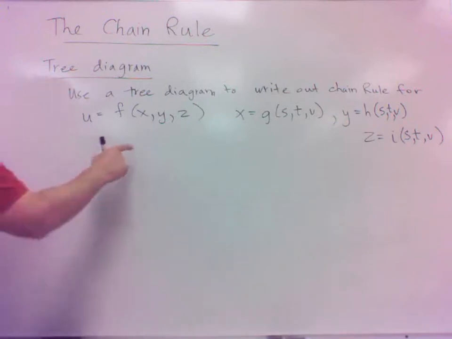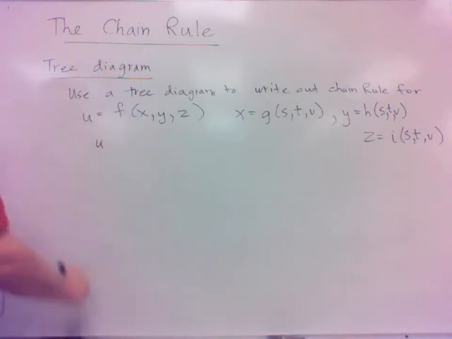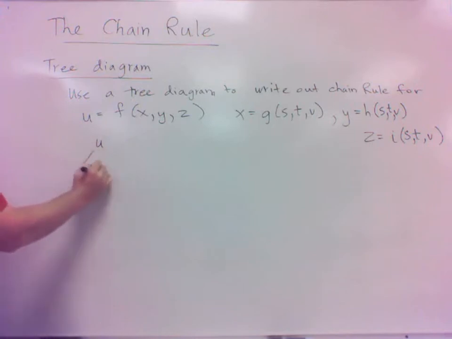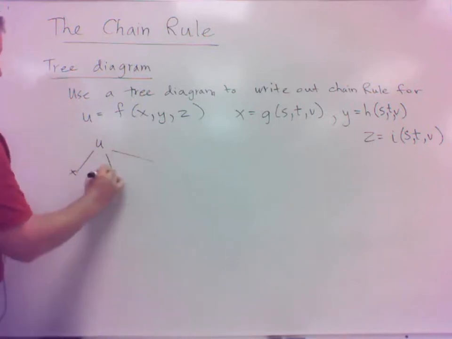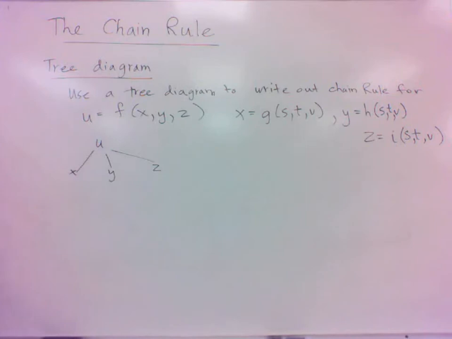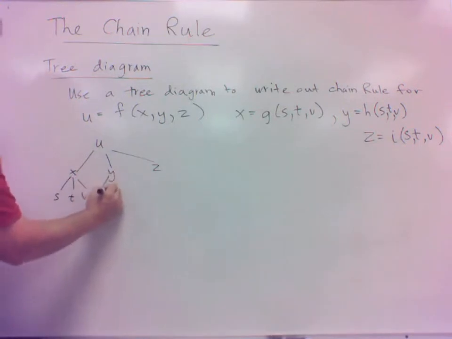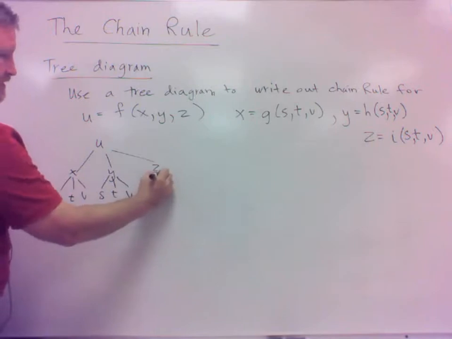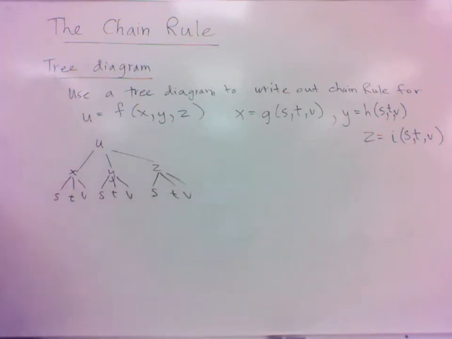Okay, so here it is. We've got u at the top, and then x, y, and z off of it. And then for x, well, it comes out of s, t, and v, right? And then y, s, t, v, and then z, s, t, v as well.